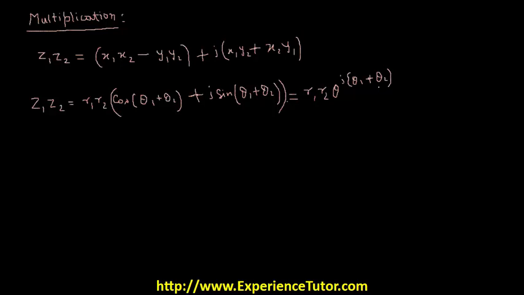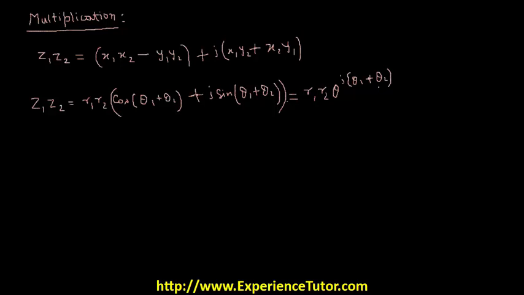Distributive law: for three complex numbers z1, z2, z3, z1 (z2 plus z3) is equal to z1 z2 plus z1 z3. So we can see it follows all the multiplication laws.